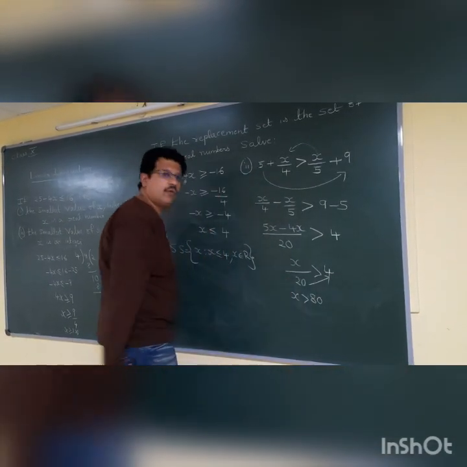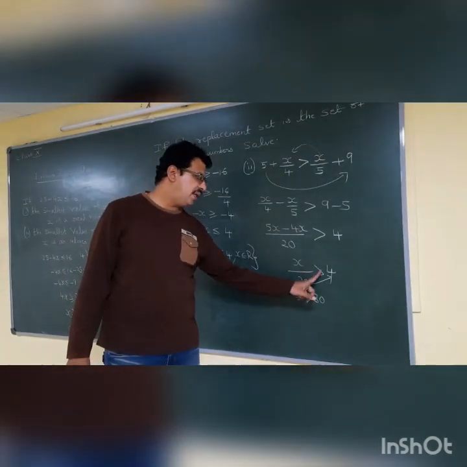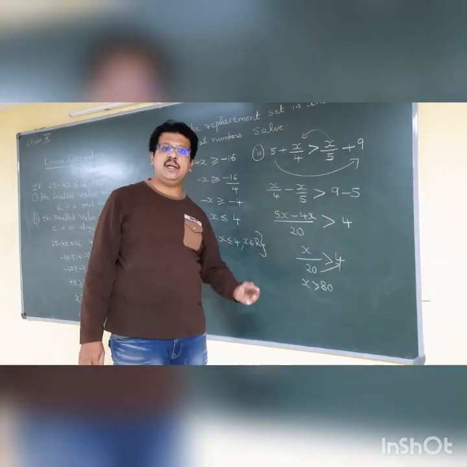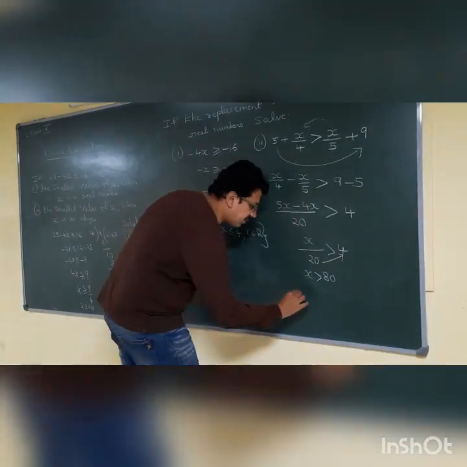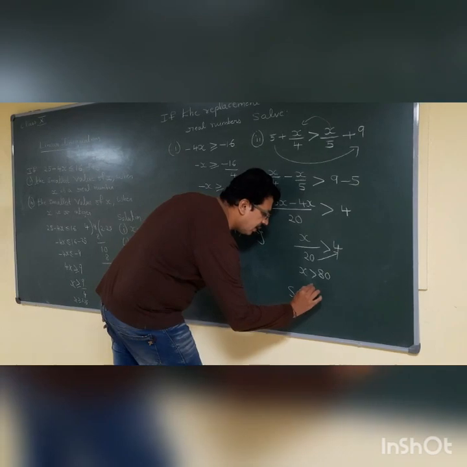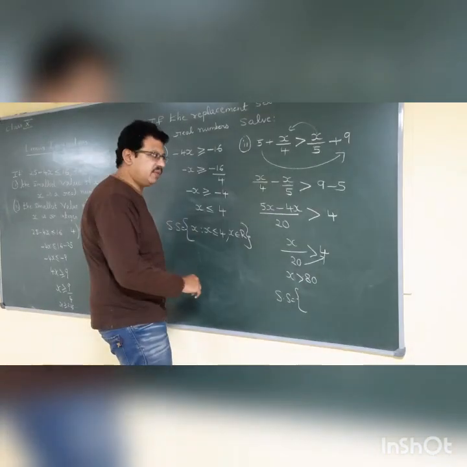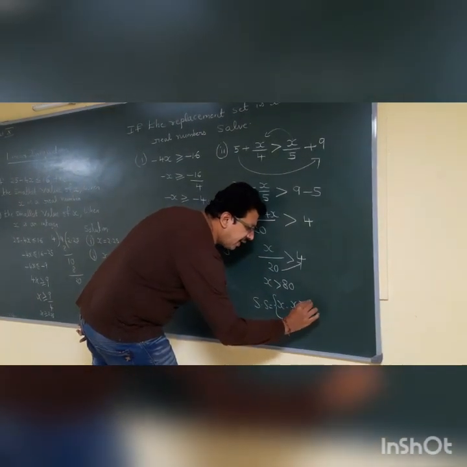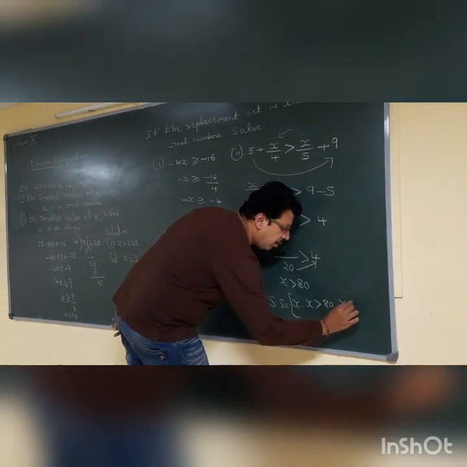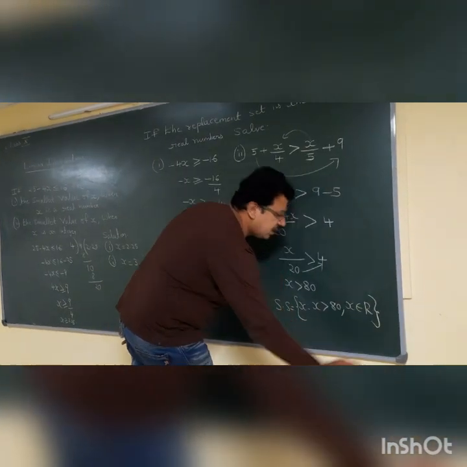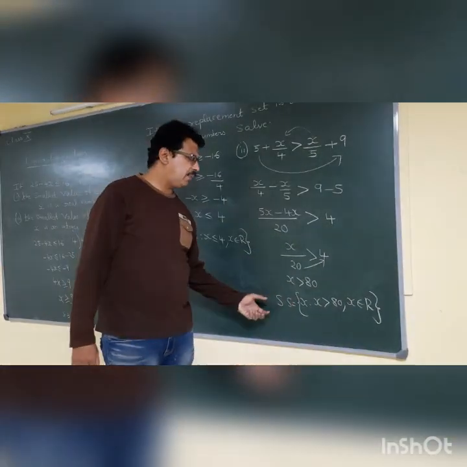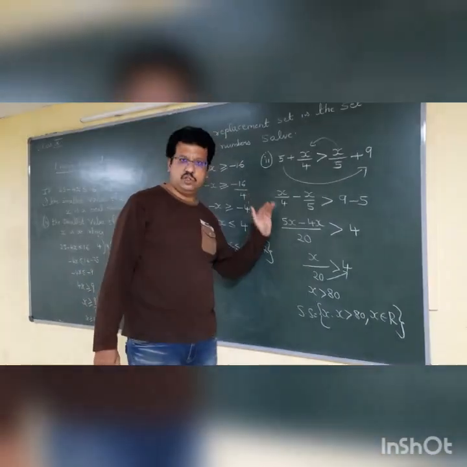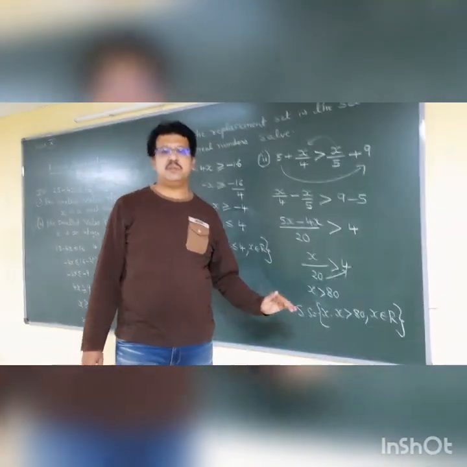4 20s are 4 into 20, it is 80. So all of you understood, no children? It is x is greater than 80. So what should be your solution set? Same way as we did in the previous problem: x such that x is greater than 80, x belongs to real numbers. So this is how you have to solve this type of sum. Only you have to be very careful in simplifying the problem. That's all. Simplification is very important in this problem.